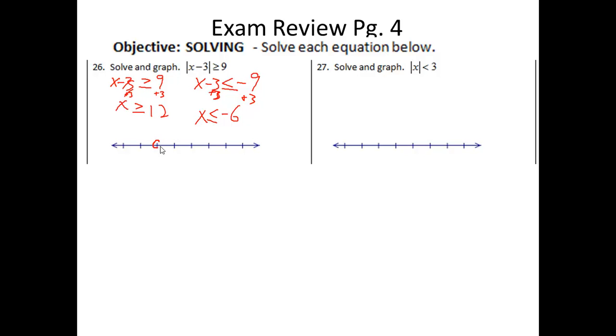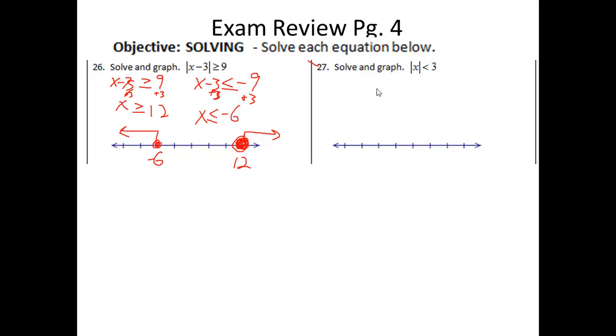So here we make a filled in circle. We put a negative 6. And because it is less than, we draw our arrow to the less than part. And then we make another filled in dot. We call that 12. And we draw an arrow going greater than because x is greater than 12. Now remember, we put the filled in dot when we have the equals to. That means that 12 is included in our answer and negative 6 is included in our answer.